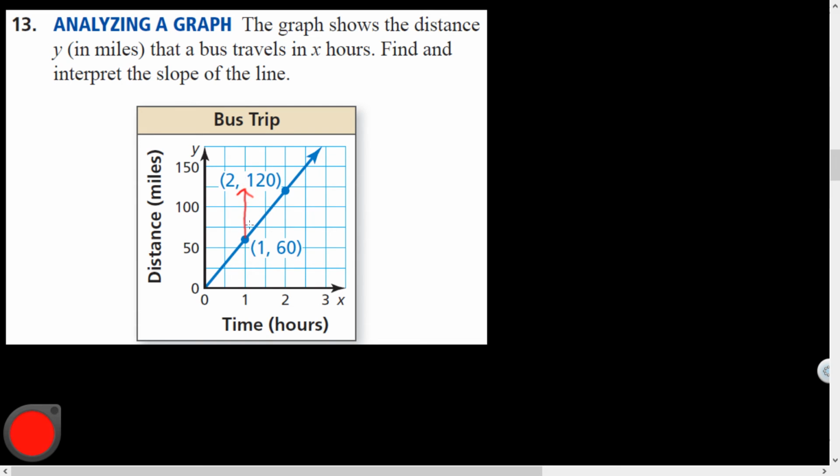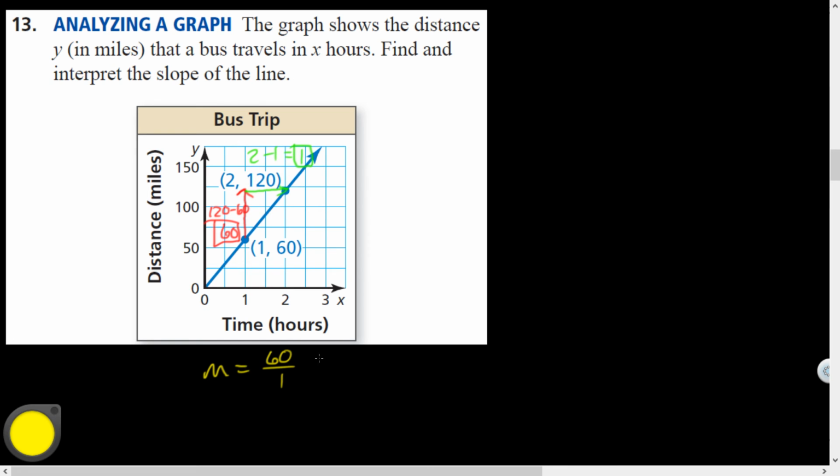So what is this rise? Well, I could do it by subtracting the y's. So maybe the slope formula would have been good, but I'll just point out that 120 minus 60 is what number? Happens to be 60. So there's my rise. And what is my run? Well, I'm going from 1 to 2. And so 2 minus 1 is 1. So the slope here is the rise over the run, 60 over 1.